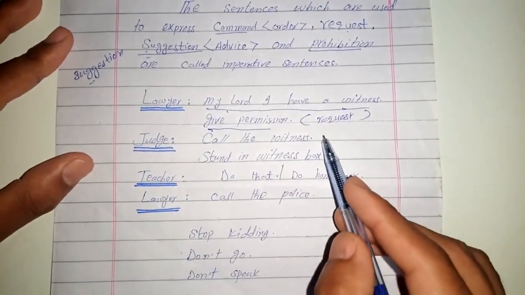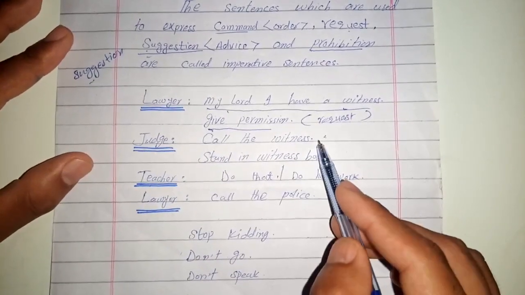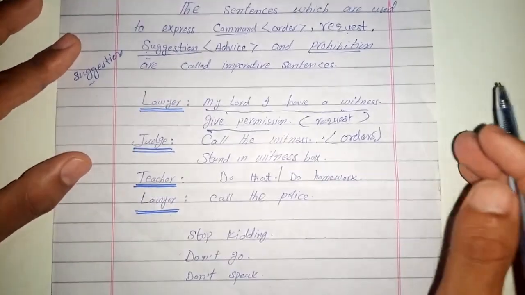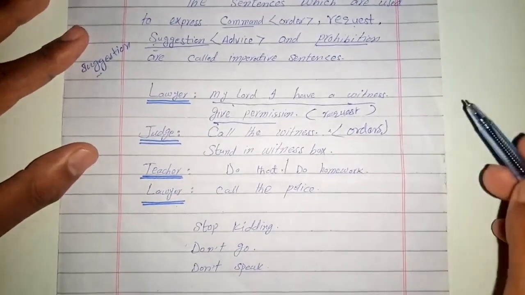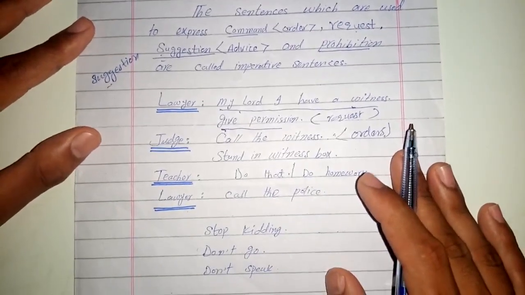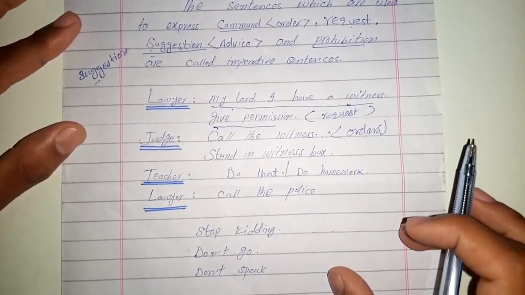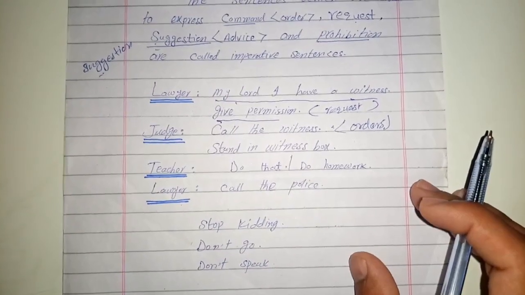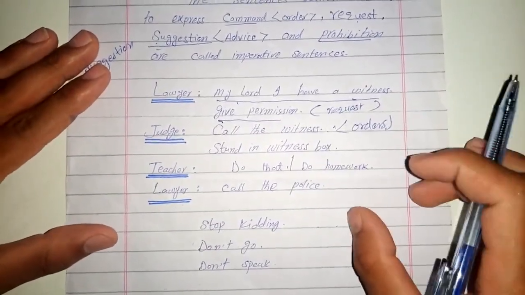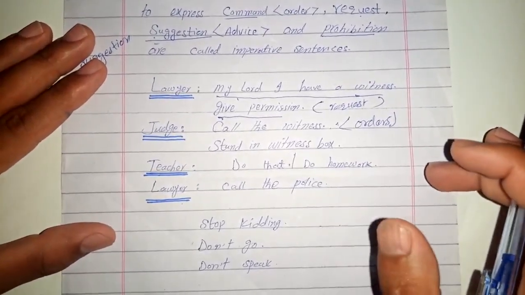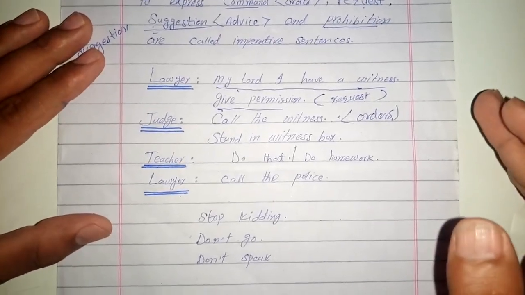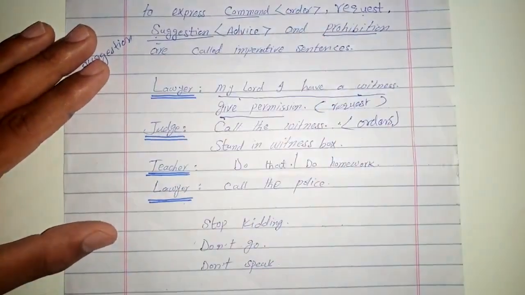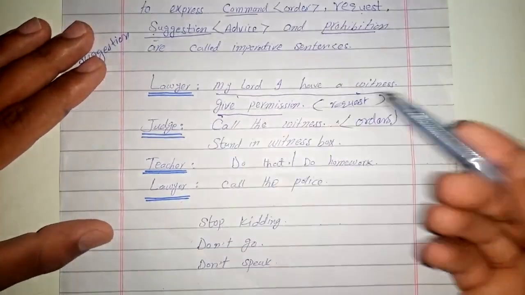And the judge says, call the witness. Call the witness is not a request, it's an order, because a judge always gives orders, order or command, you can say either. And if the judge gives another instruction, stand in the witness box, it's also another order. There are so many other examples, but these things also depend on the situation and the speaker. If the speaker is of high status, it is definitely an order. If the speaker is of lower status, it is a request, and no order is expressed by a common man.